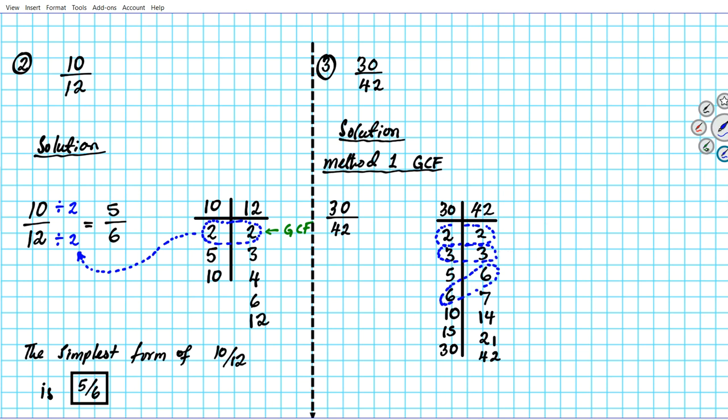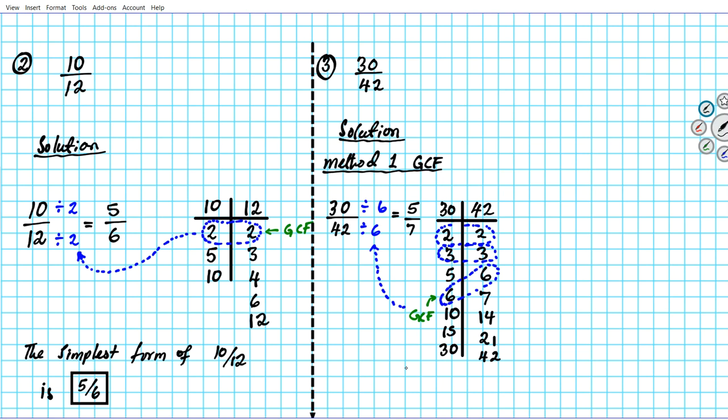So in this first method, which is the GCF method, we're going to pick the greatest common factor. This guy right here is the greatest factor that's common to both numbers, 30 and 42. So we're going to take that number and divide the top and the bottom by it. We're trying to be quick here, that's why we're using the greatest common factor to reduce by. So when you do that, 30 divided by 6 is 5. 42 divided by 6 is 7. There you go. Your answer is 5/7.